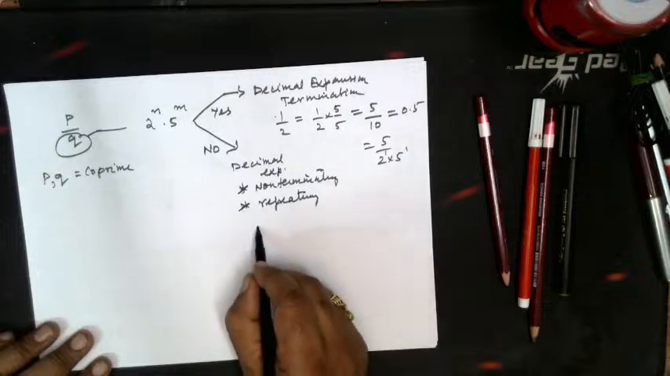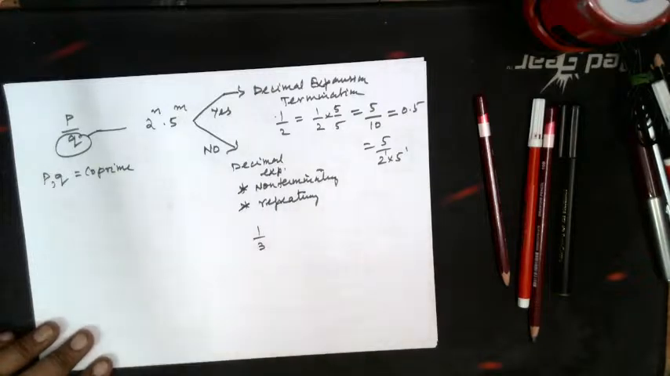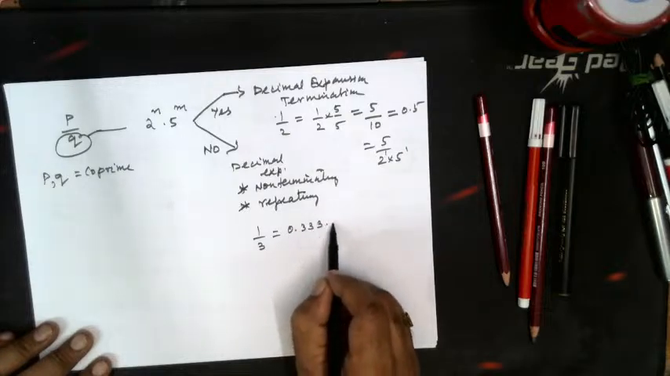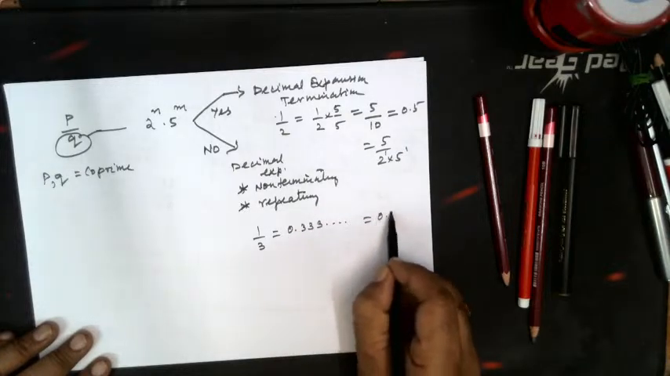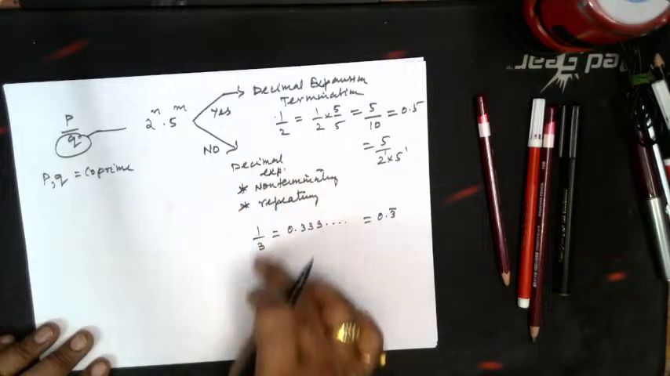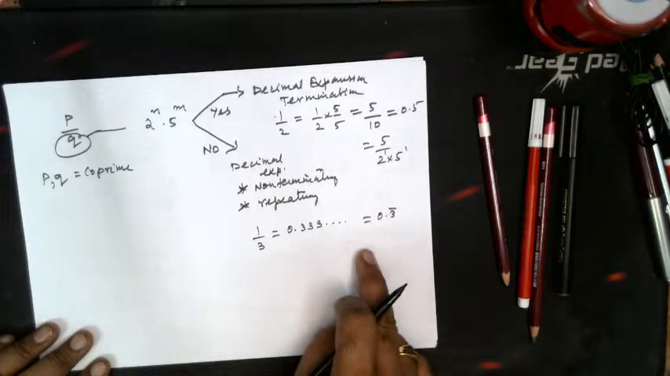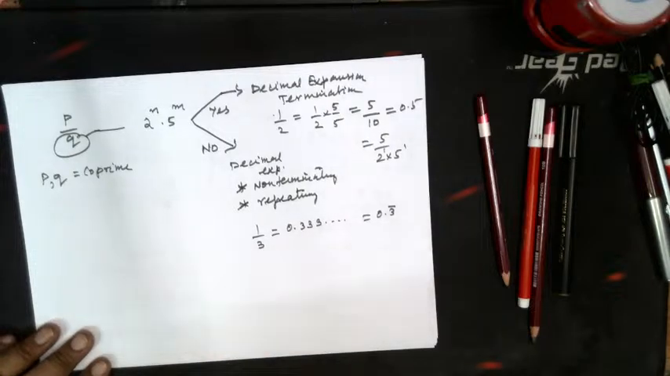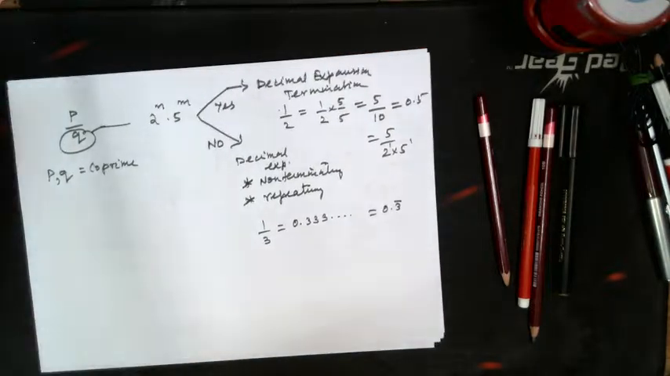How? Let us take 1 by 3. Okay, so 1 by 3 becomes 0.333 etc. It means 0.3 bar, because this cannot be converted in this way. Okay, so we can declare that 1 by 3 is a non-terminating but recurring rational number. Are you able to follow? Right. So try to understand this. And next one.